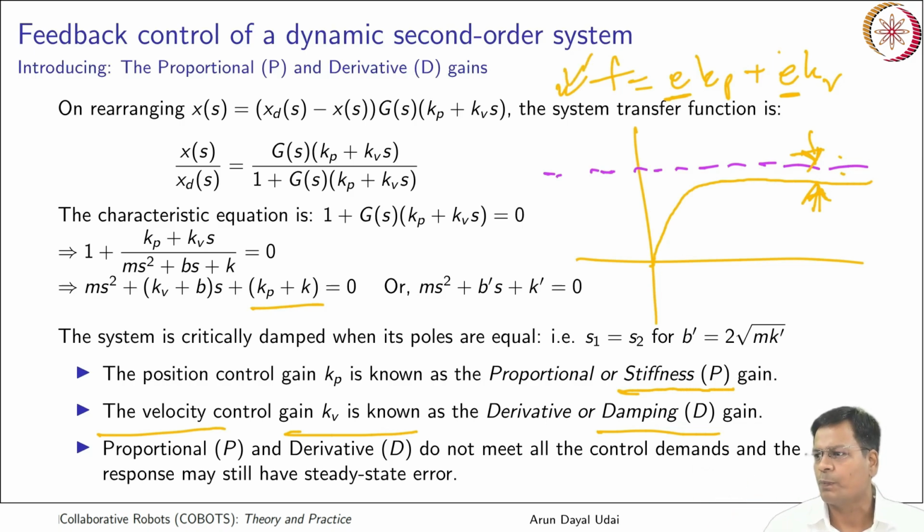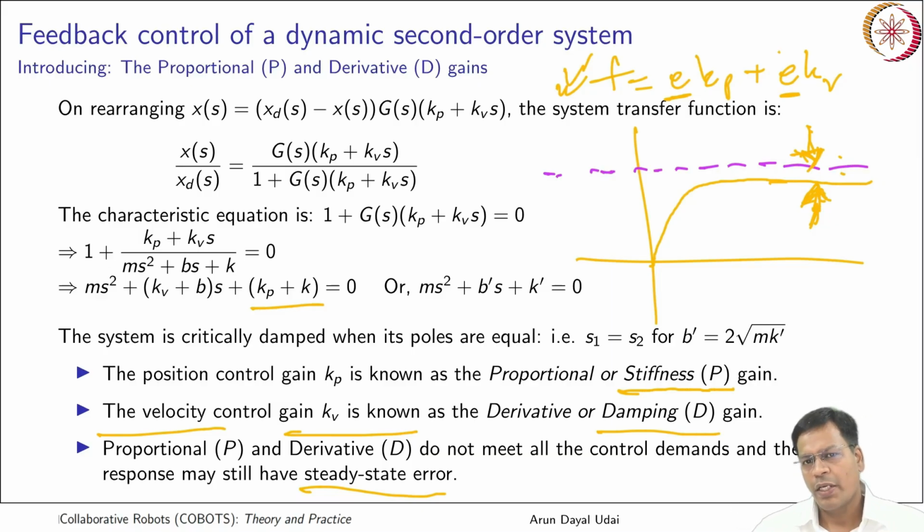to drive your system. In that case it can get stuck, or by natural way, even if there is no friction, it has a natural situation when it lies somewhere over here. It can bring your system only to this. Okay, so that is your steady state error. So you see your proportional and derivative do not meet all the control demands.